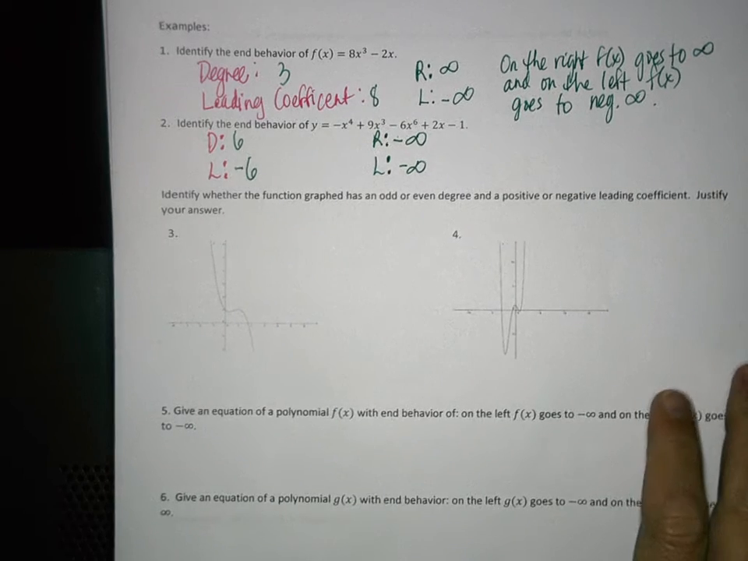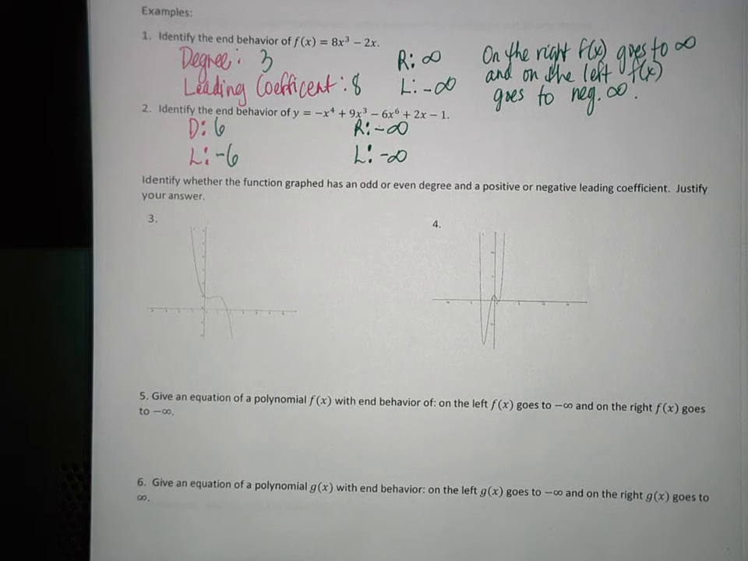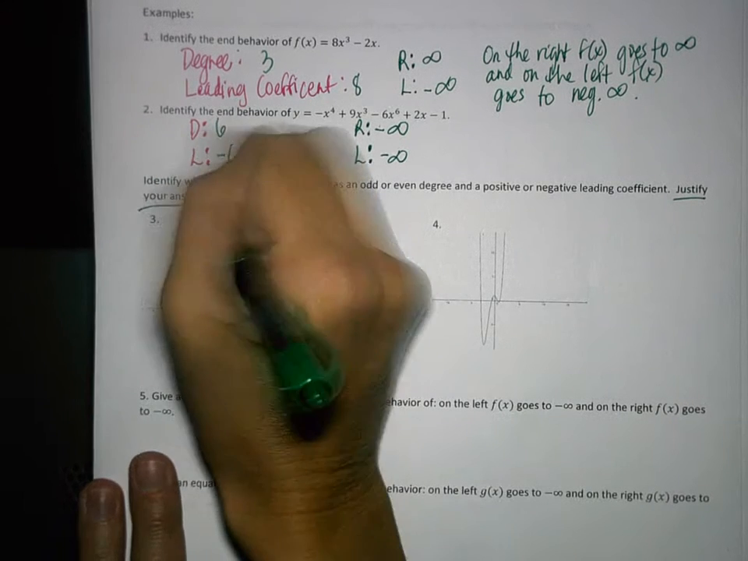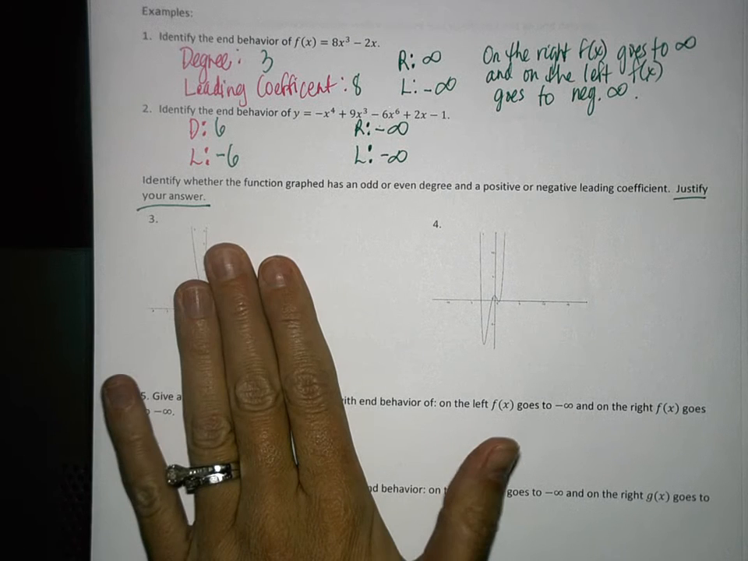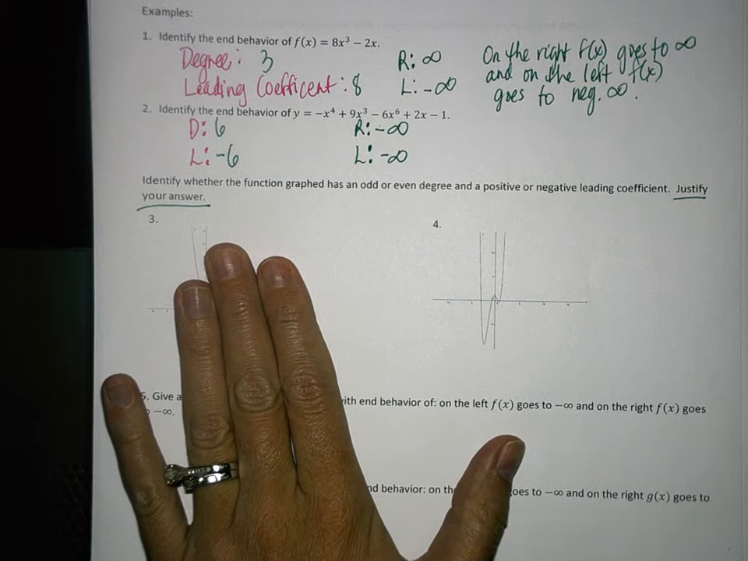Nicely done. Identify whether the function graph has an odd or even degree and a positive or negative leading coefficient and justify your answer. When they say justify your answer, that means write out in words. We're just going to write out in words one problem, okay? So, number 3, we're going to talk about this one and write it out.